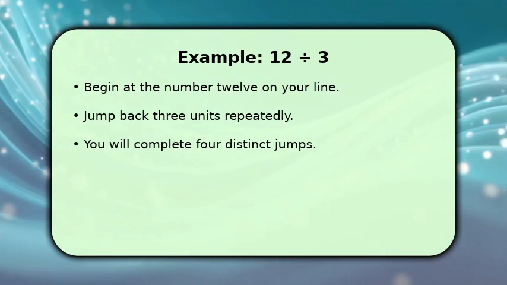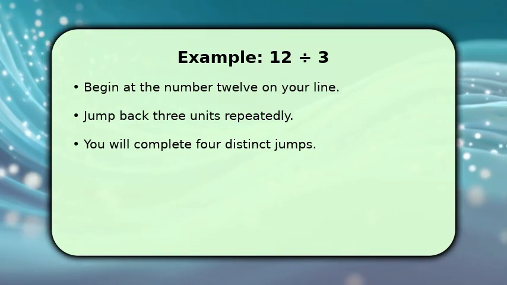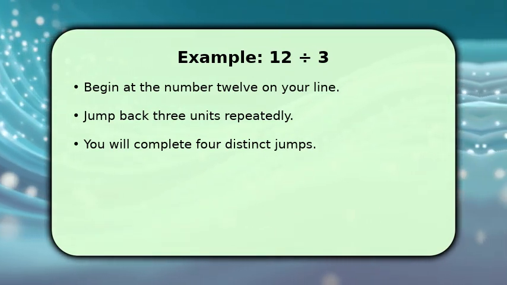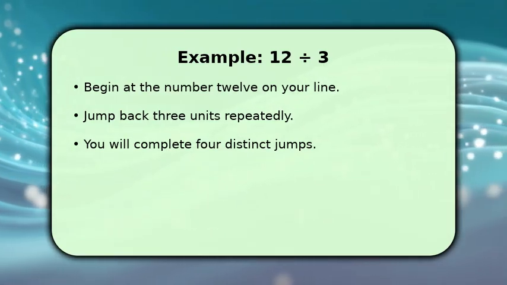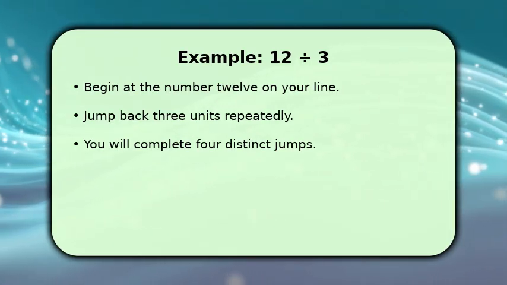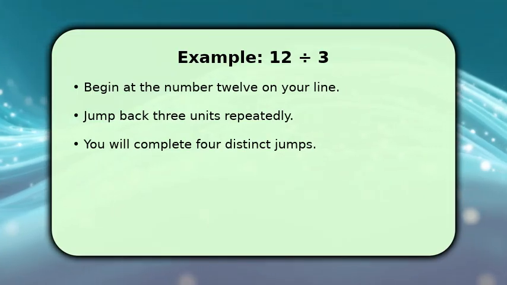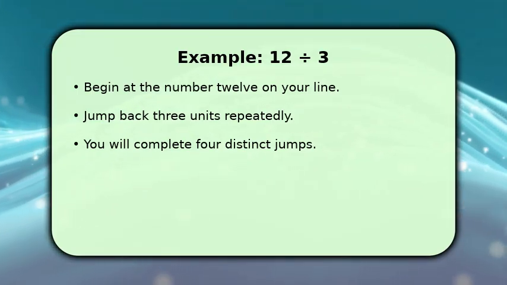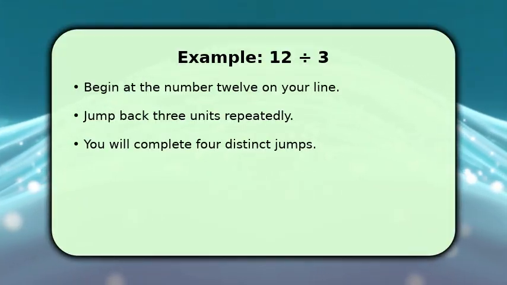Consider 12 divided by 3. You start at 12 on your number line. From 12, make your first jump back 3 units, landing on 9. Then jump another 3 units to 6. A third jump takes you to 3, and your fourth jump lands precisely on 0. Since you made exactly 4 jumps of 3 units each, the answer to 12 divided by 3 is 4. It's a clear visual representation.